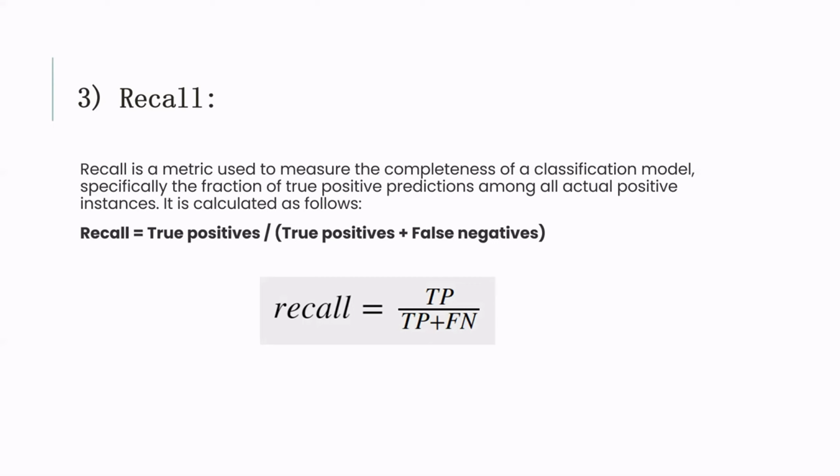In other words, recall tells us how often the model correctly predicted a positive class out of all actual positive instances. It is a useful metric in scenarios where we want to avoid false negatives, such as in cancer diagnosis or spam detection. A high recall value means that the model is correctly identifying a high proportion of actual positive instances, which is desirable in such applications.